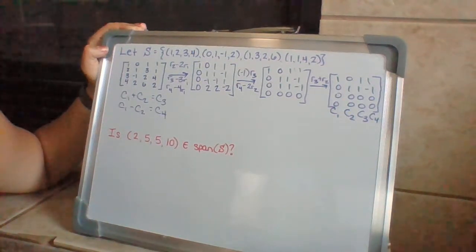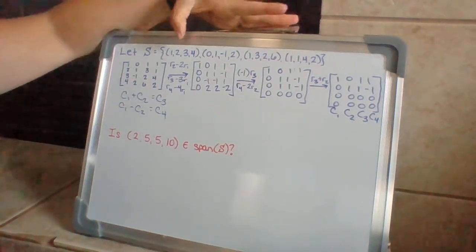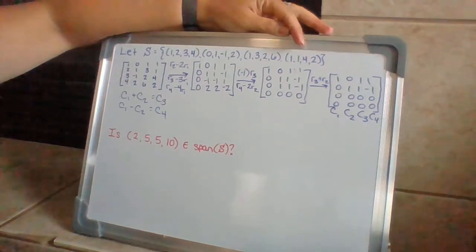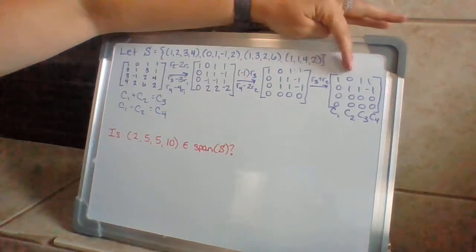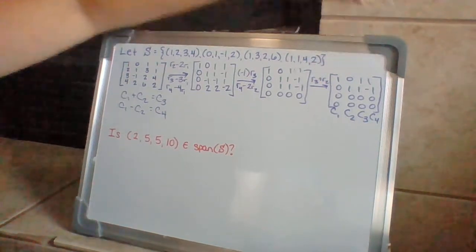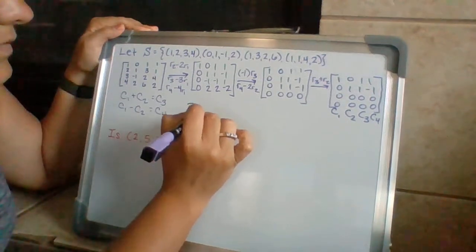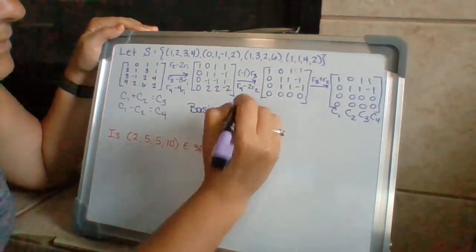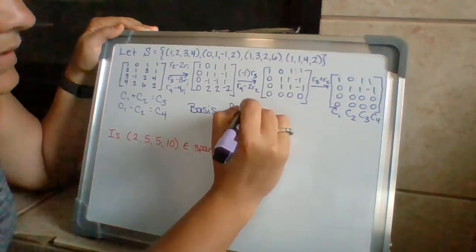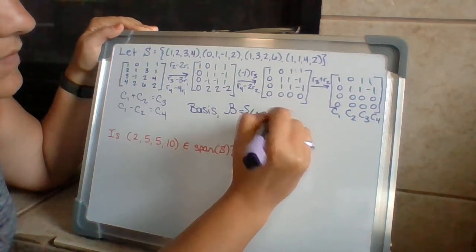What the CCP tells me is if I can do that with those columns, then I can also do that with the original vectors. And with the original vectors, that tells me that if these are my pivot columns, I really only need those two to make the other ones. Then the same goes for my vectors. So for my basis for this span, I really only need those first two. I only need 1, 2, 3, and 4.